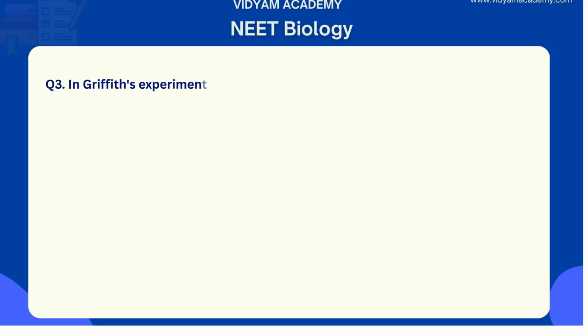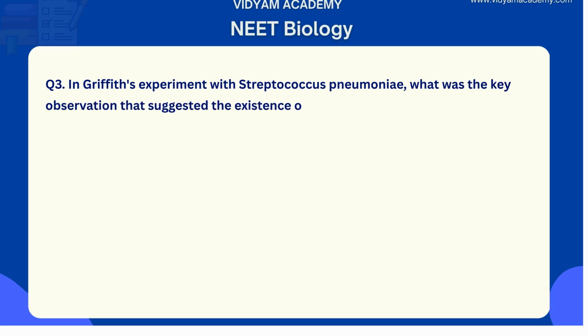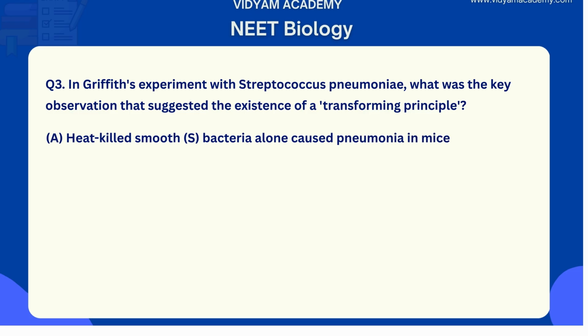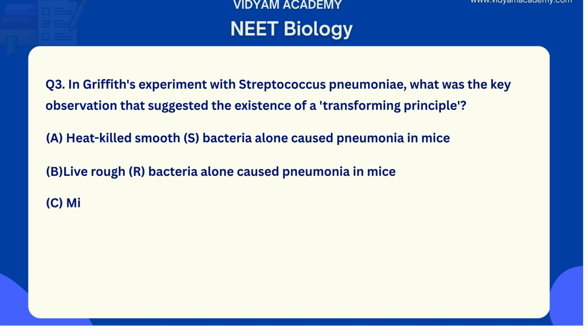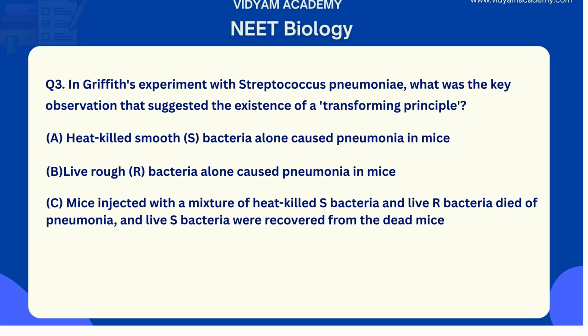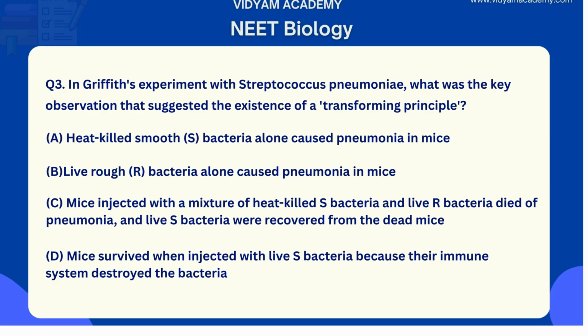Question number 3. In Griffith's experiments with Streptococcus pneumoniae, what was the key observation that suggested the existence of a transforming principle? Option A. Heat killed smooth S bacteria alone caused pneumonia in mice. Option B. Live rough R bacteria alone caused pneumonia in mice. Option C. Mice injected with a mixture of heat killed S bacteria and live R bacteria died of pneumonia, and live S bacteria were recovered from the dead mice. Option D. Mice survived when injected with live S bacteria because their immune system destroyed the bacteria.